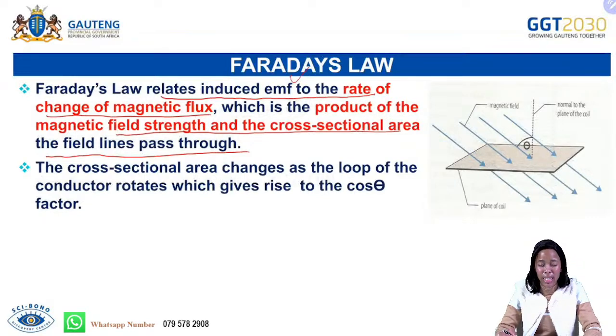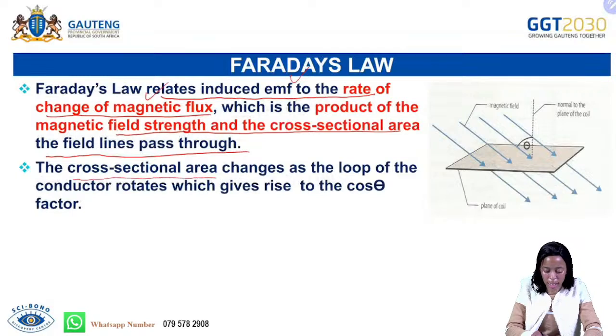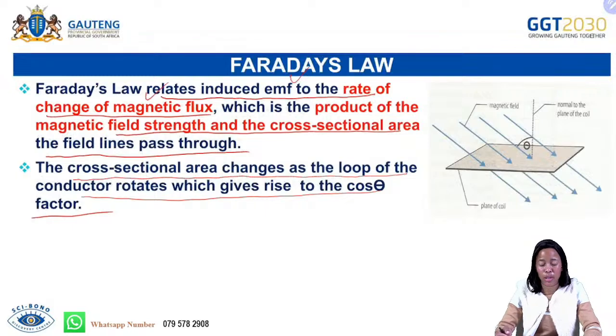We are going to relate the EMF that is produced to the change of the magnetic flux. It says the cross-sectional area changes as the loop of the conductor rotates, which gives rise to the cos theta factor. This one here represents the magnetic field lines, and that represents your coil. With the coil, you will be able to calculate your area.